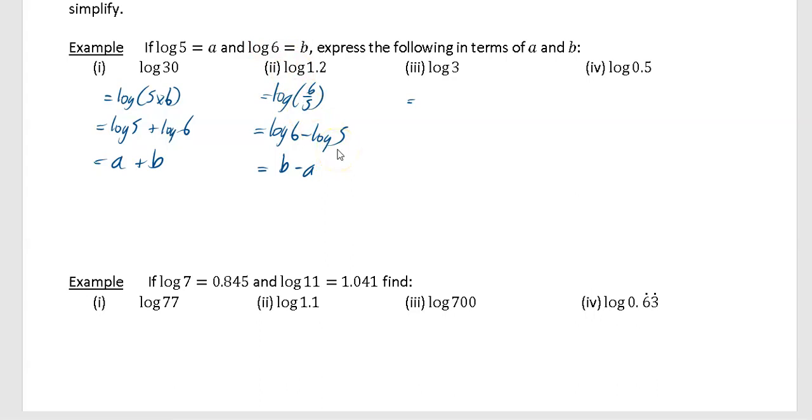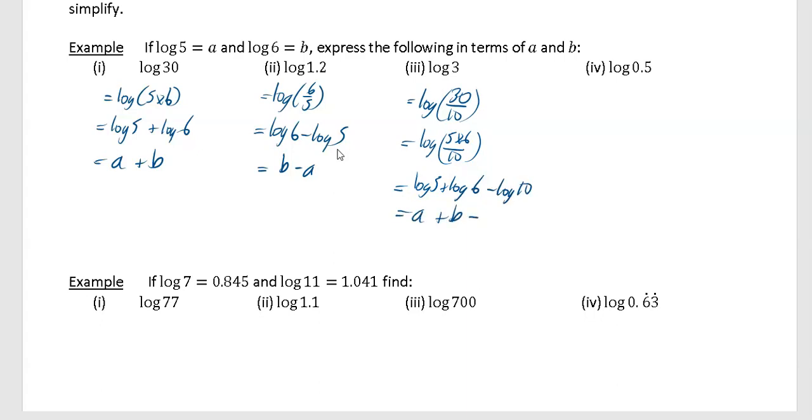So I could write log 3, that's the same as log of 30 over 10, which is the same as log of 5 times 6 over 10. And then that's the same as log of 5 plus log of 6 minus log of 10. Log of 5 was a, log of 6 was b, and log to the base 10 of 10 is 1. And that's it.